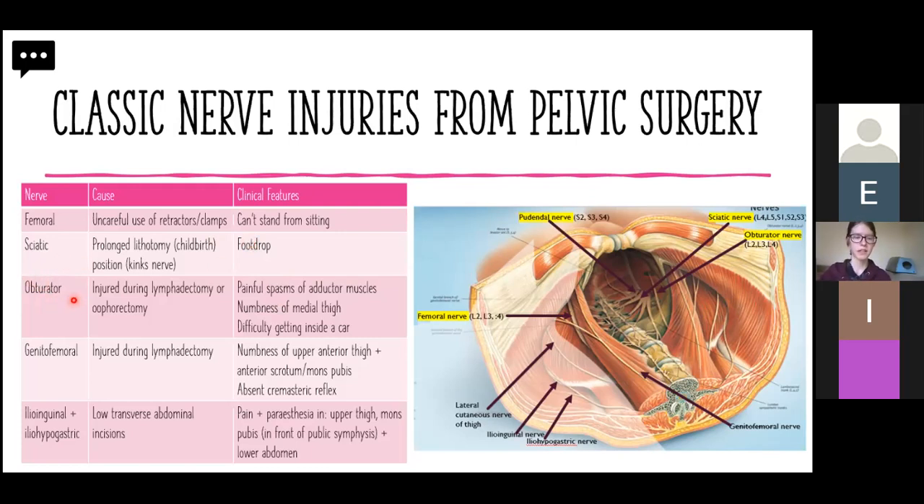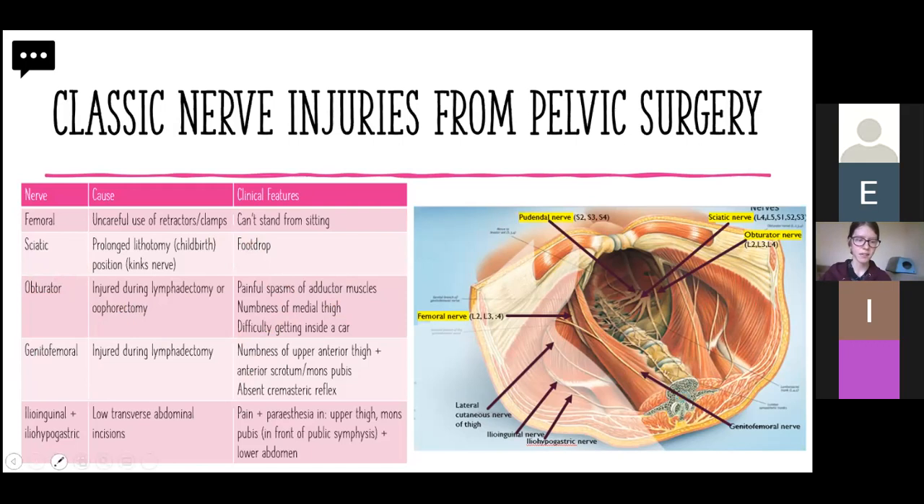Obturator nerve, know that you can injure it during the oophorectomy, so OO, bit easier to remember there, and that's your adductor muscles, so it's difficult getting into a car because you've got to swing your leg inside. Genitofemoral, not much to know there other than know that it runs over the top of your muscles there.